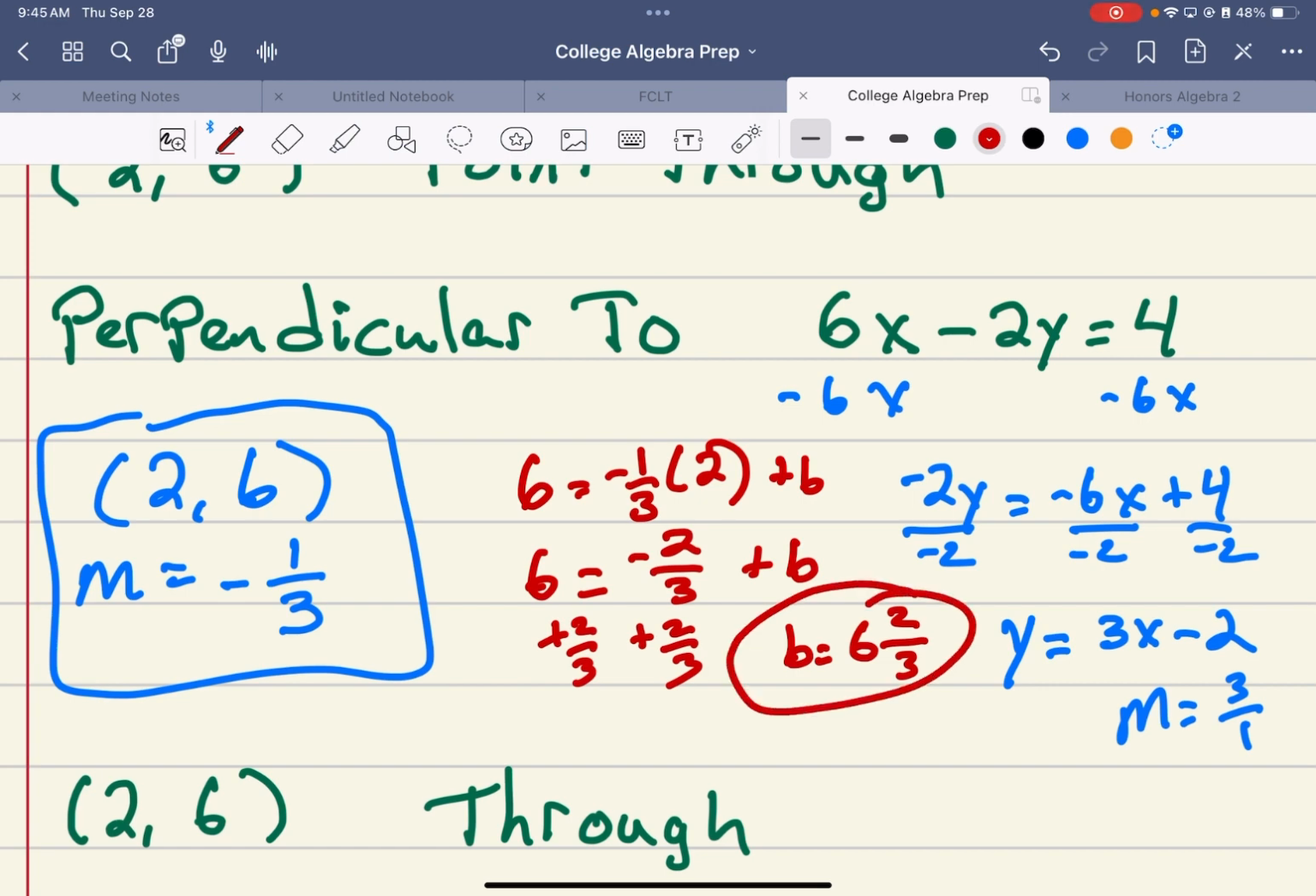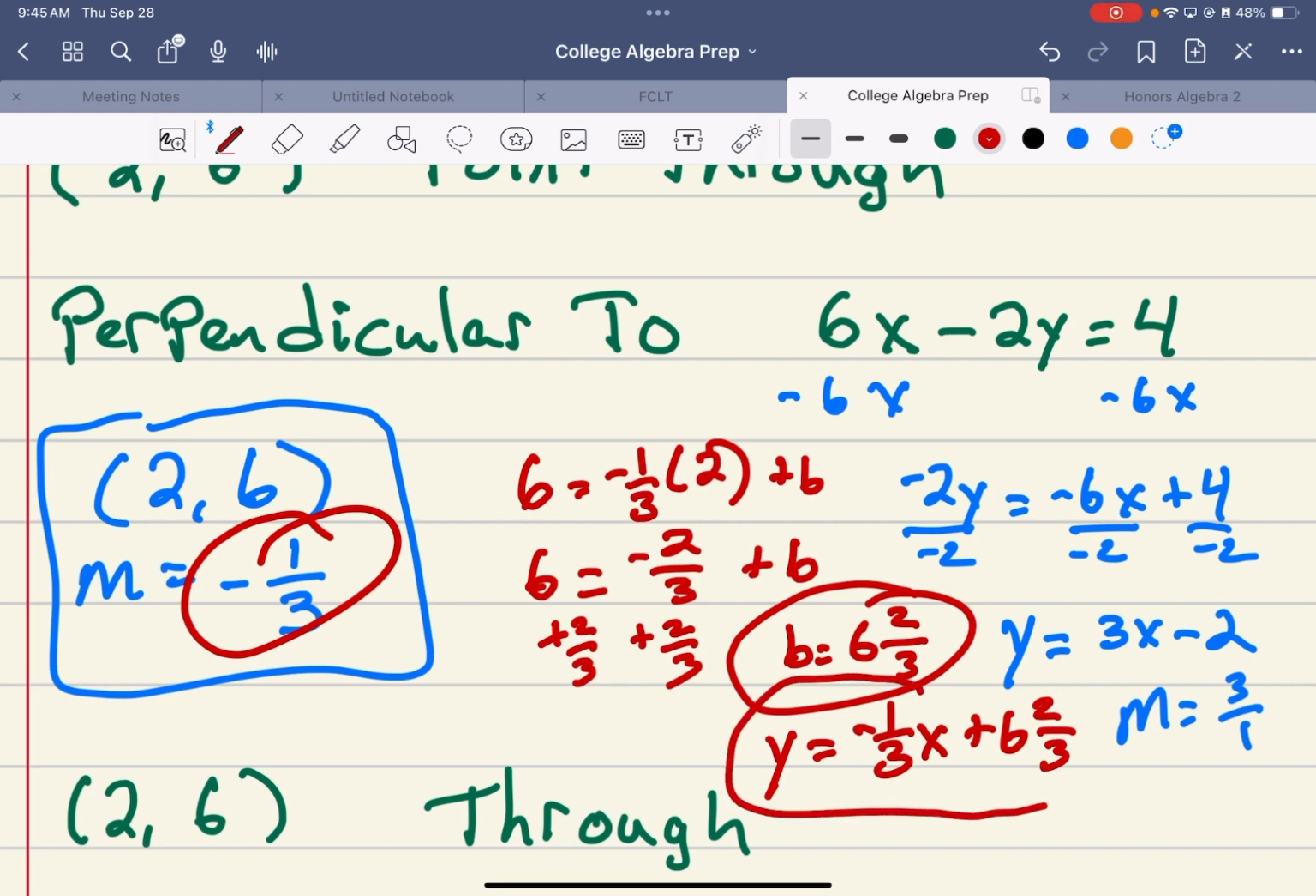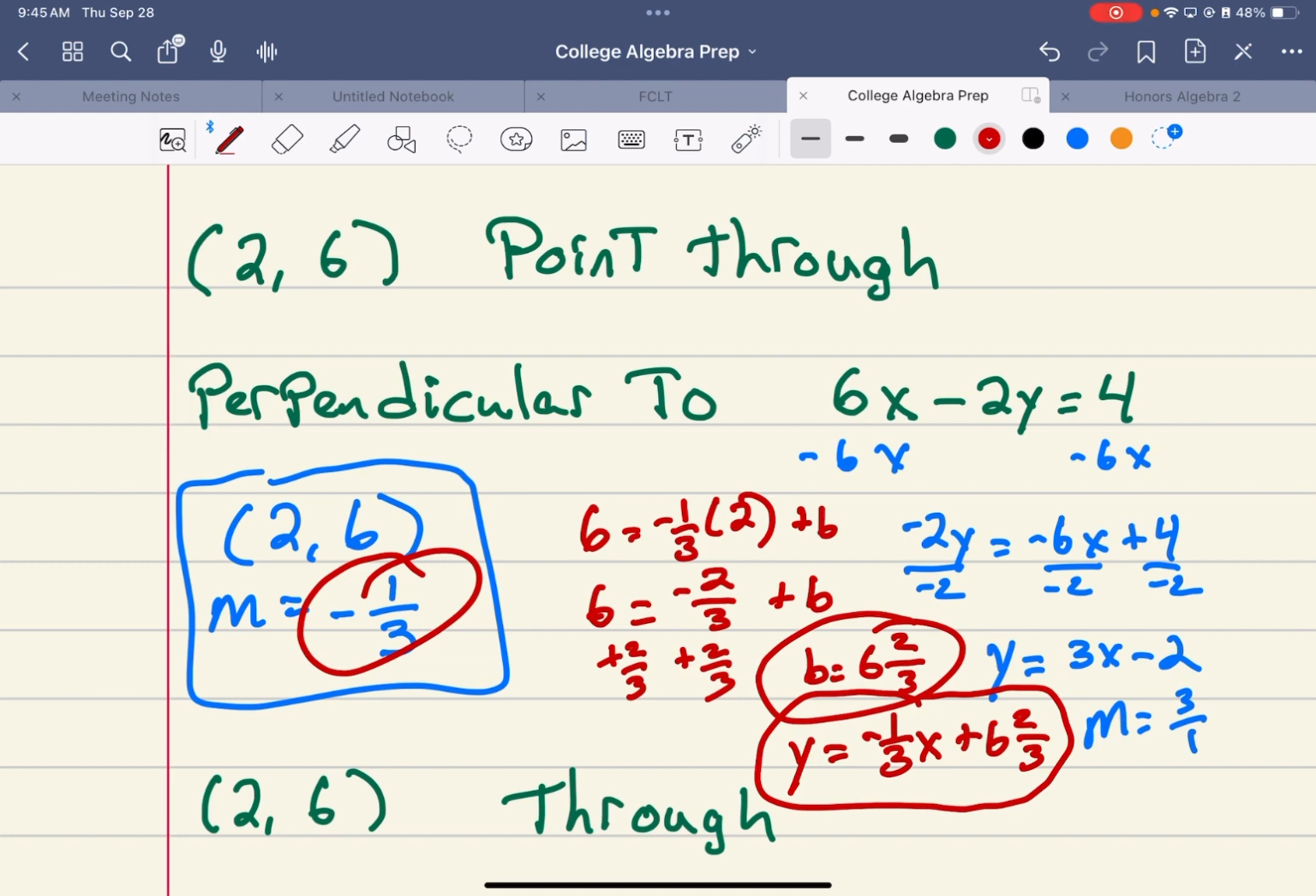So there's my b value, there's my slope. Equation, y equals negative 1/3 x plus 6 2/3. That's the equation of a line through 2, 6, perpendicular to that line. It's a lot of work. These aren't the easiest things in the world. These are a lot of work.